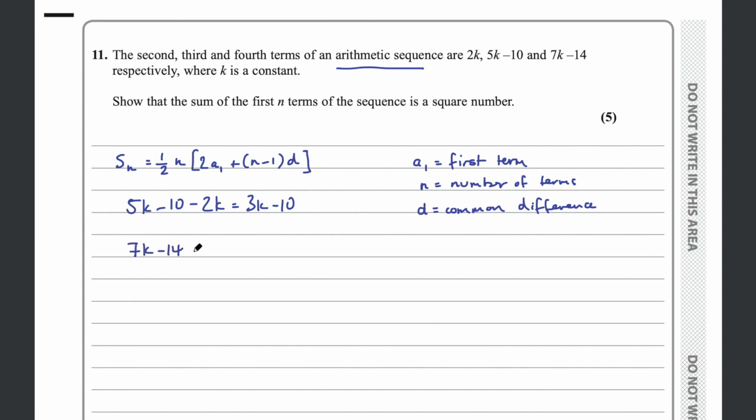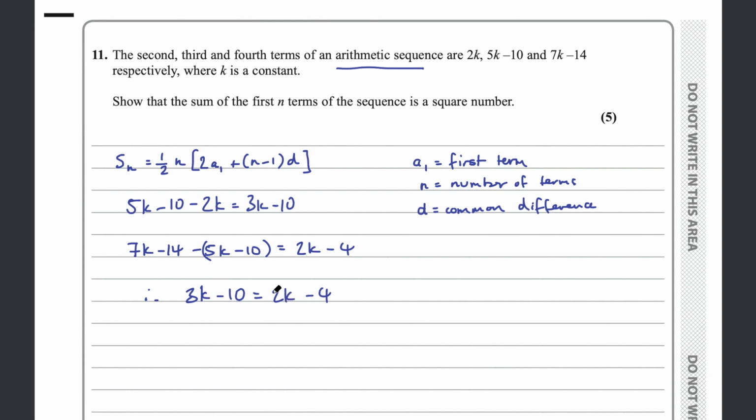7k take 14, take 5k, and that should be in brackets, take 10, because we're subtracting that whole term itself. And this is going to equal 7k take 5k is 2k, and then negative 14 subtract negative 10, that'll be negative 14 plus 10 will be negative 4. So then we can say that 3k take 10 must equal 2k take 4. Again, because these are the common differences, we can say they must be equal. Then we can solve for k.